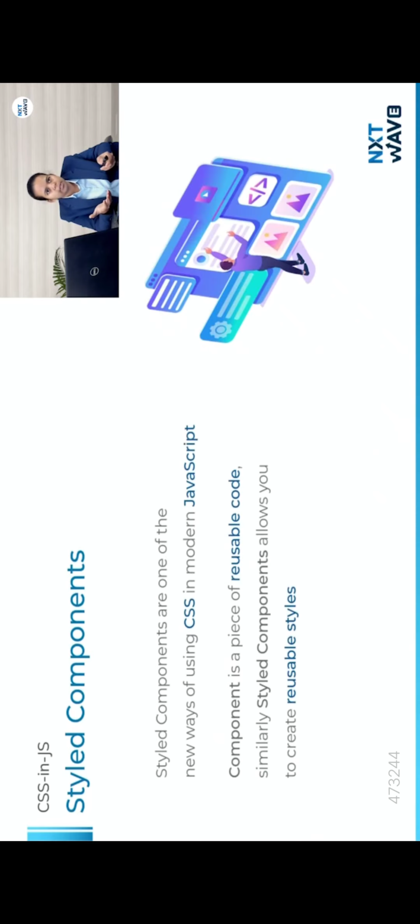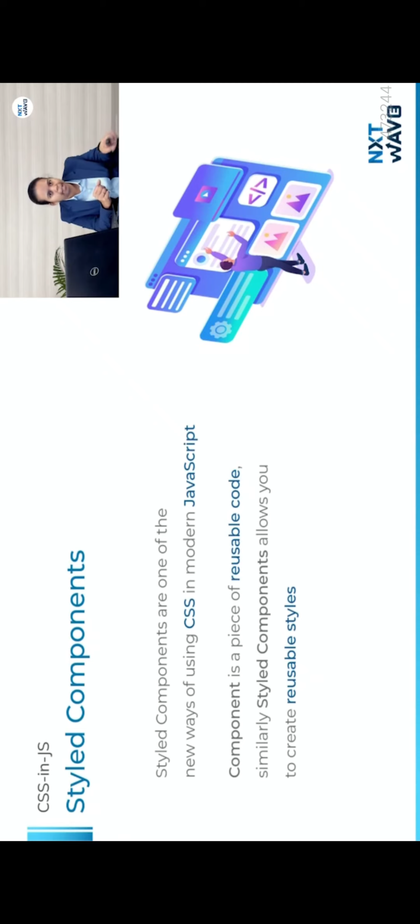So what are these styled components? Styled components is one of the new ways where we can achieve styling using JavaScript. So what do we know about components? A component is nothing but a piece of reusable code, right? We are familiar with that. React components are nothing but a piece of reusable code. When it comes to styled components, they are nothing but reusable styles. Just like how using components we can reuse the code, using styled components we can reuse the styles. We'll understand this as we proceed further. So using styled components, we can achieve CSS in JS. That is, we can style the React components using JavaScript.